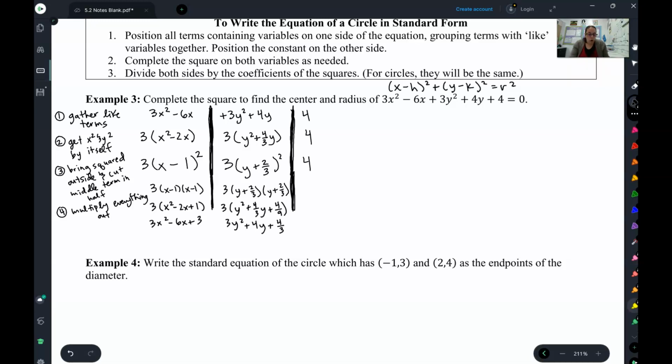Now, you'll notice very quickly that this is looking very similar to what I started with. Started with the 3x squared minus 6x. There's my 3x squared minus 6x. Started with the 3y squared plus 4y. There's my 3y squared plus 4y. And you'll notice that these are the parts that are extra. Those extra parts happen when I move the squared outside. When I move that squared outside, this extra piece appears, or it's created. So what I want to do is step 5, get rid of the extra piece.